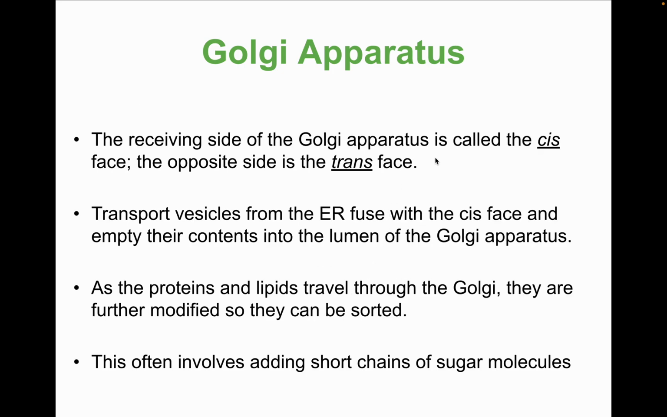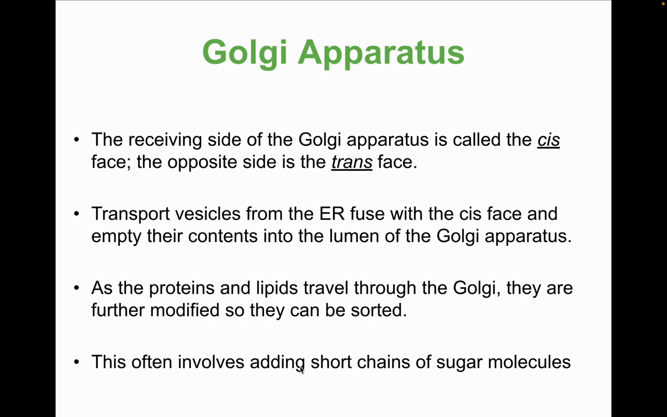So to go into more detail, I don't think you necessarily need to know this, but it's just extra information. The receiving side of the Golgi apparatus, which is where I put the package in, is called the cis phase, and where the package comes out, the finished package, is called the trans phase. So transfer vesicles from the ER fuse with the cis phase, empty their contents into the Golgi apparatus, and then come out of the trans phase, where they are once again wrapped in membrane.